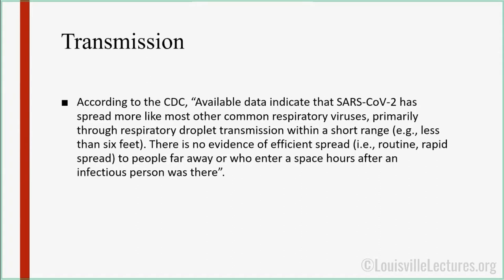Now, according to the CDC, and here's another statement with regard to that point, available data indicate that the SARS-CoV-2 has spread more like other common respiratory viruses, primarily through large respiratory droplets within a short range, around 6 feet. And again, to date, there's no evidence of more efficient spread to people far away or those that enter a space after an infectious person might have been there.